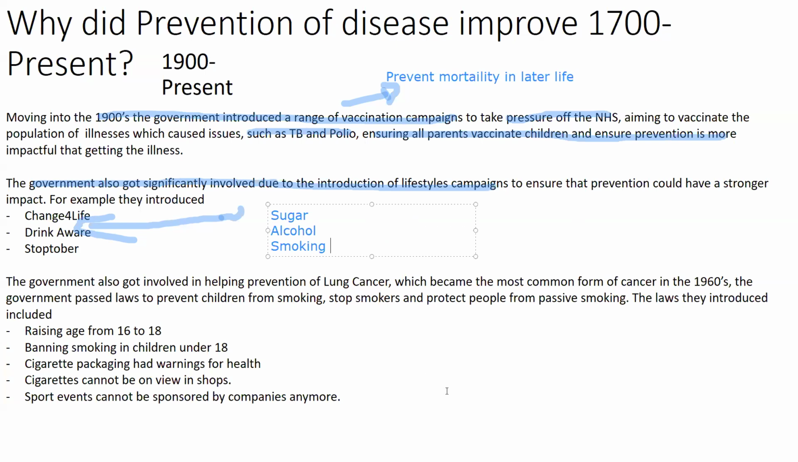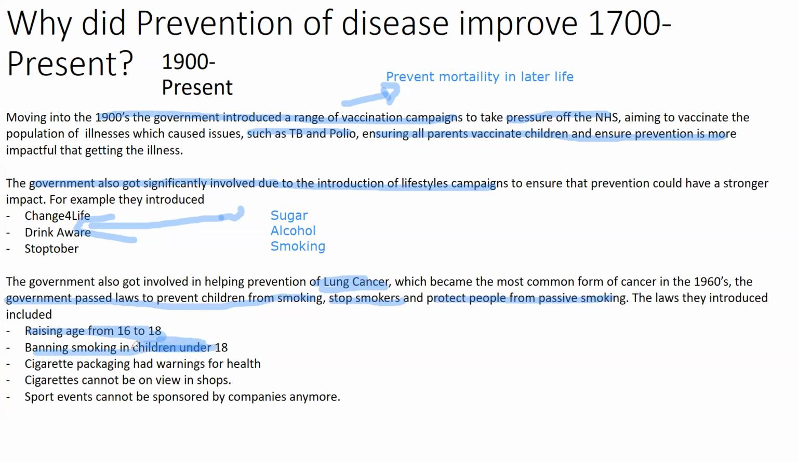And the government especially zoned in on smoking because of the increase of lung cancer, which became the most common form of cancer in the 1960s and beyond. So the government have passed laws to prevent children from smoking, stop smokers, and also to protect people from passive smoking. So just remember for any exam, if you get something called modern prevention, the government raised the age from 16 to 18.